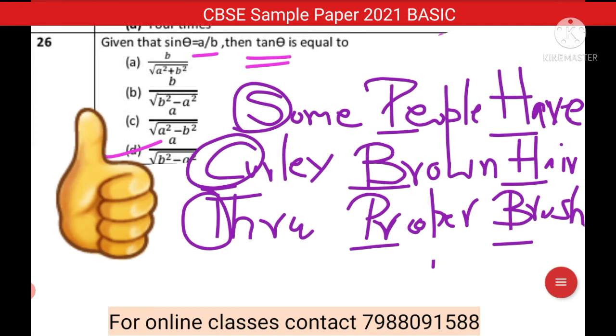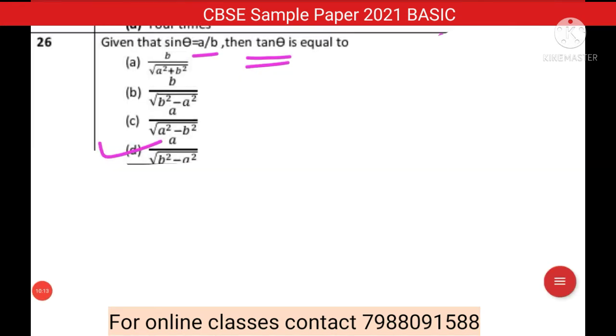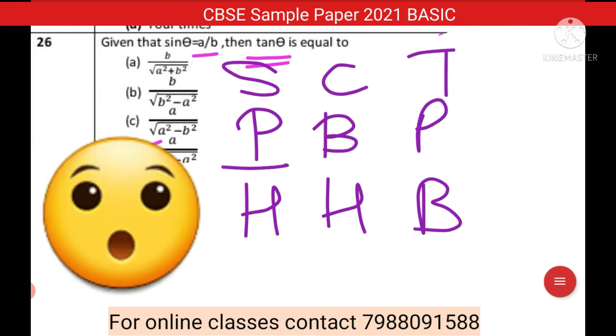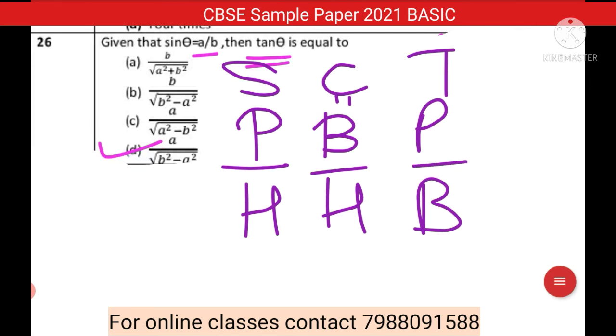There is one more way. I will tell you, though I have covered it in my videos on the channel also. Wait for one more. It goes like this. Pandit Badri Prasad Har Bole and Sona Chandi Tole. So sin theta is equal to some people have, cos theta is equal to curly brown hair, base upon hypotenuse, and tangent theta is perpendicular upon base. But my personal favorite is some people have curly brown hair through proper brush, because it takes you in one go, it tells you about all three ratios. There is one more method, but watch my video on the channel for this.